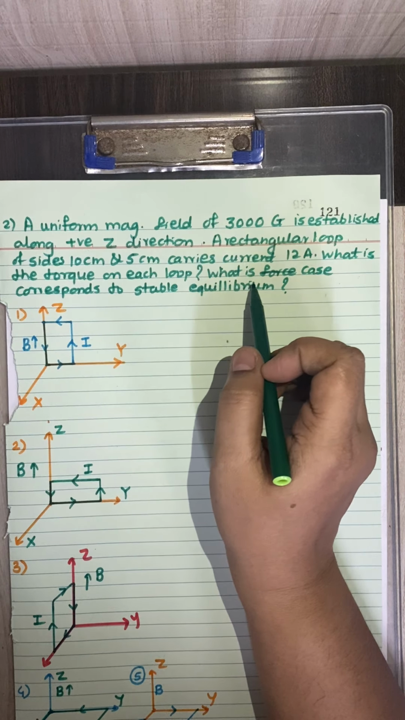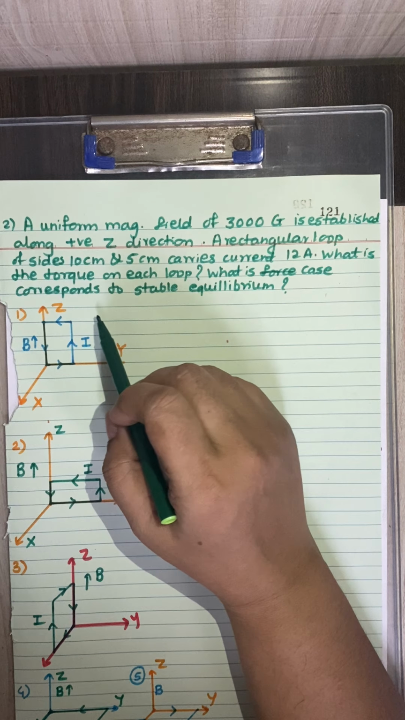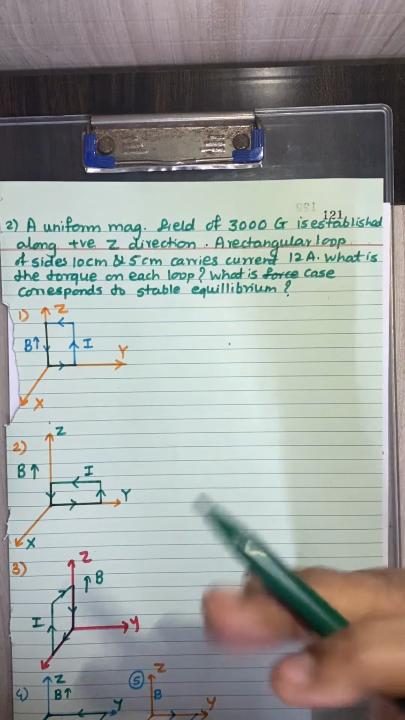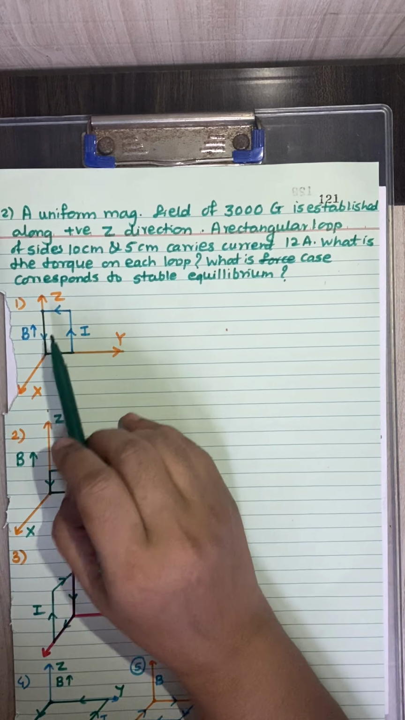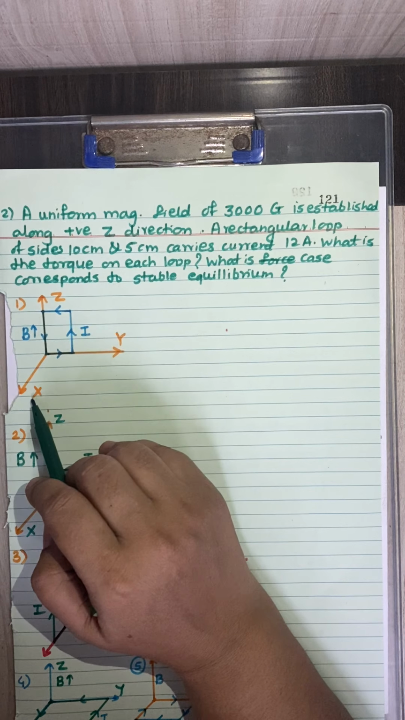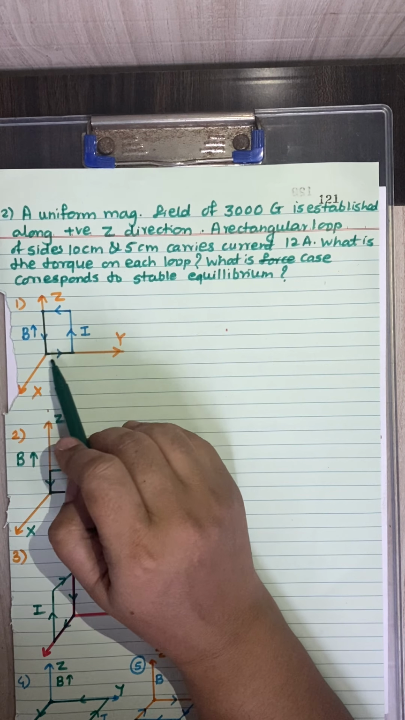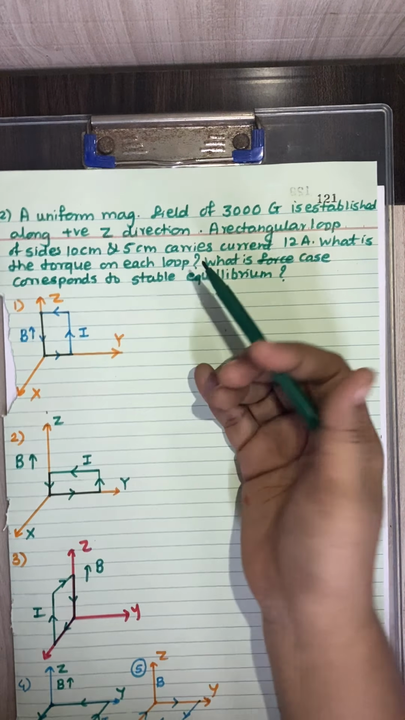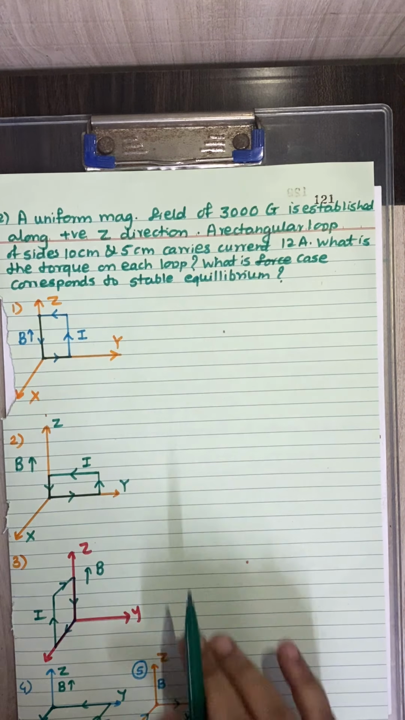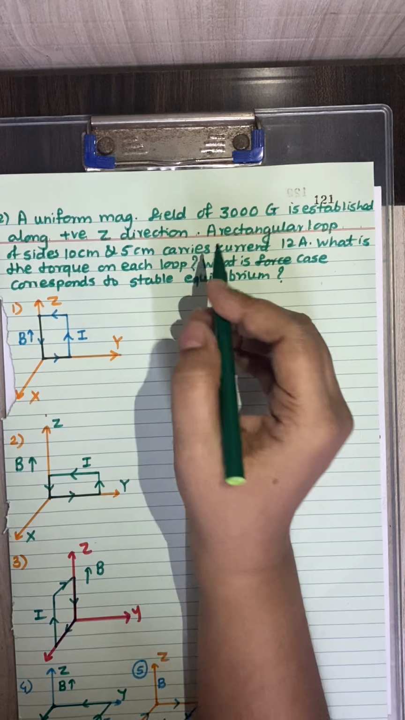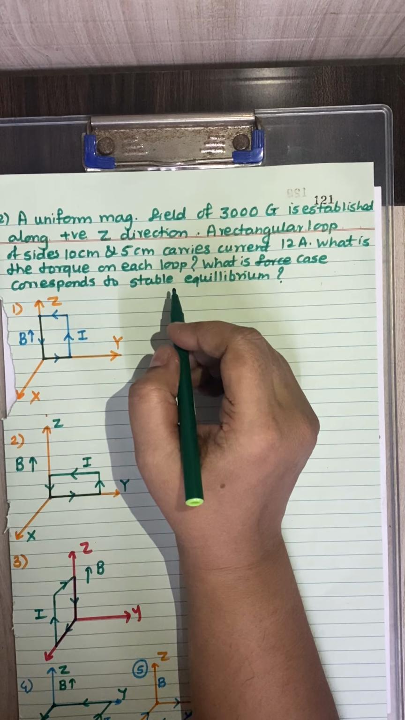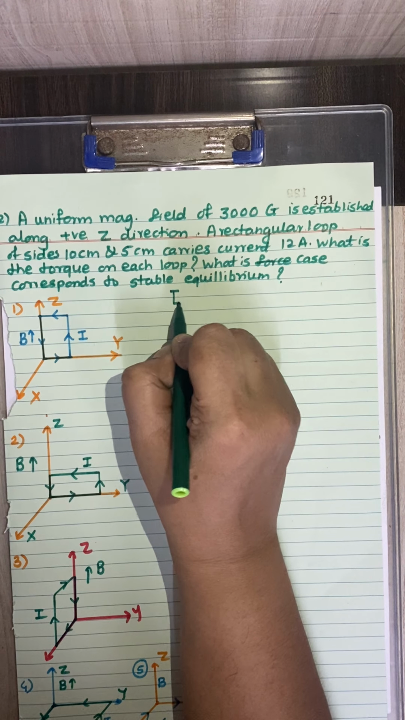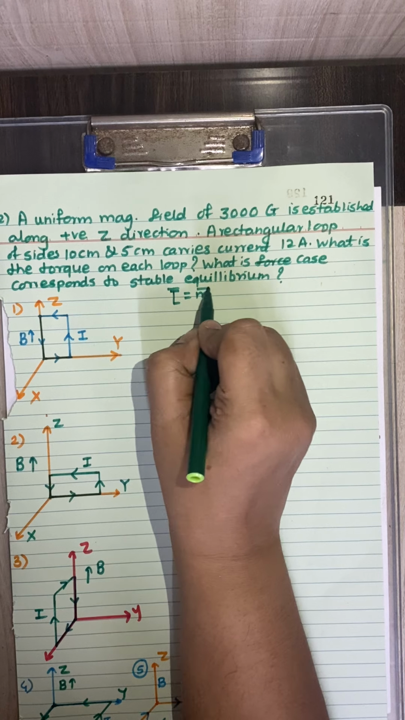And we want to find out which case corresponds to the stable equilibrium and which to the unstable equilibrium also. So let us go for the first case. This is the z-axis, y-axis and x-axis. The current in the coil is moving in the anti-clockwise manner, isn't it? Now to understand it in a better way, I have chosen the formula: tau is equal to m cross b. So I will write down the basic formula here. Tau is equal to m cross b.